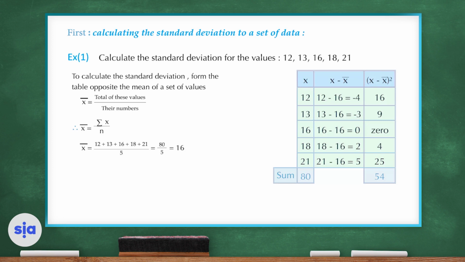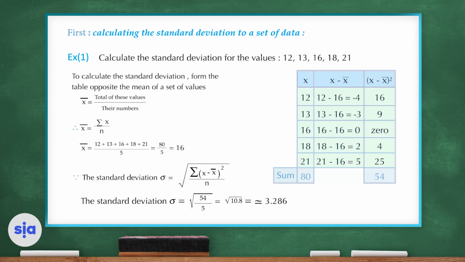And then we're going to square every and each result that we got from the second column to write it in the third column. Negative 4 all squared is 16, negative 3 all squared is 9, 0 squared is 0, 2 squared is 4, 5 squared is 25. After that, you get the sum of this column, which is 54. So here to find the standard deviation, it's square root of 54 over how many they are? They are 5, which is almost 3.286.